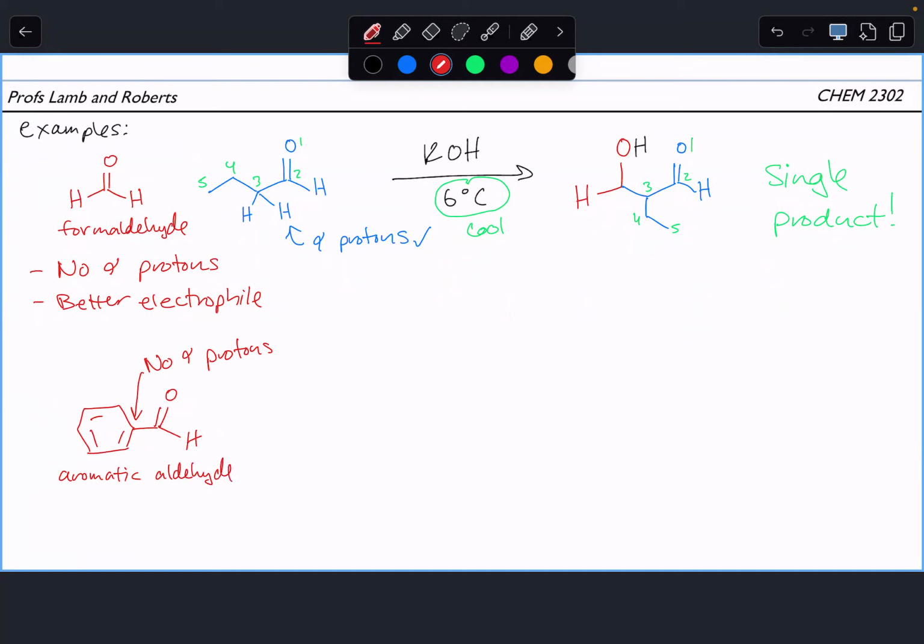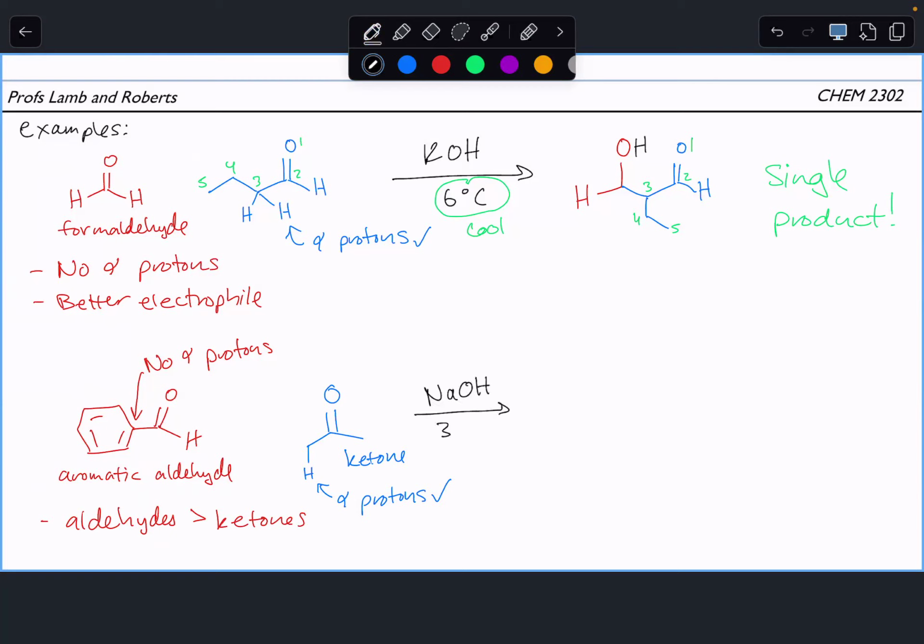Okay. And we know that aldehydes are more electrophilic than ketones. So if we react an aromatic aldehyde with a ketone that has alpha protons, then we should be able to do a mixed aldol. Again, sodium hydroxide, let's say 30 degrees this time.